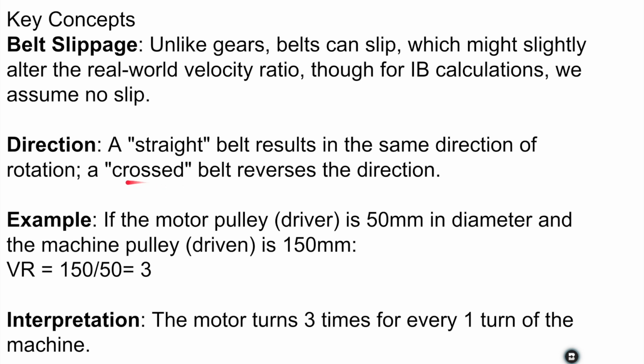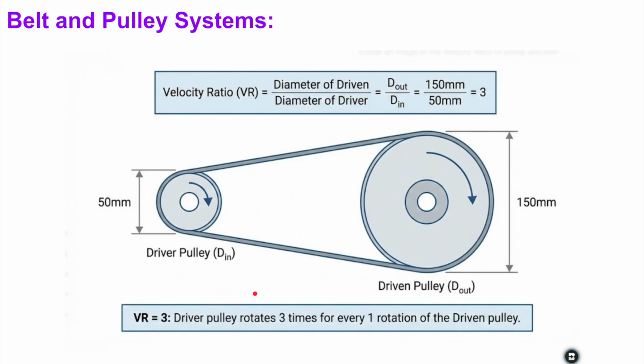An example of this would be a motor pulley, the driver, of 50 millimeters in diameter, and a machine pulley, the driven, of 150 millimeters in diameter, would give us a velocity ratio of 150 over 50, or 3. In other words, the motor will turn 3 times for every 1 turn of the machine. Here's an example of that.